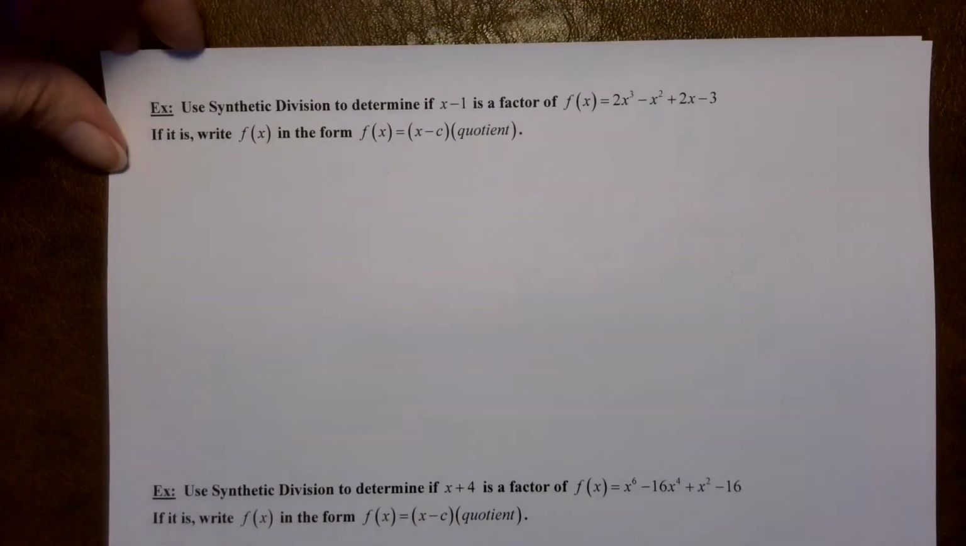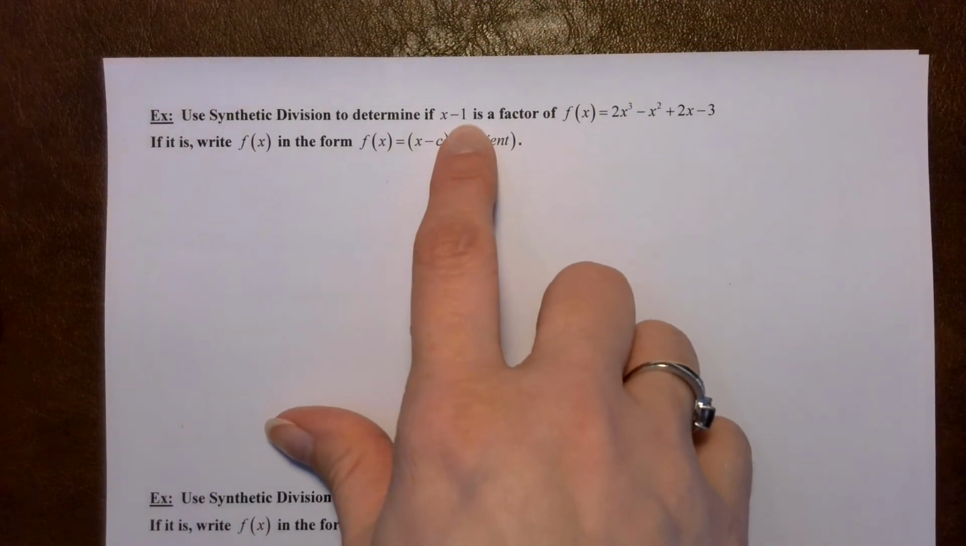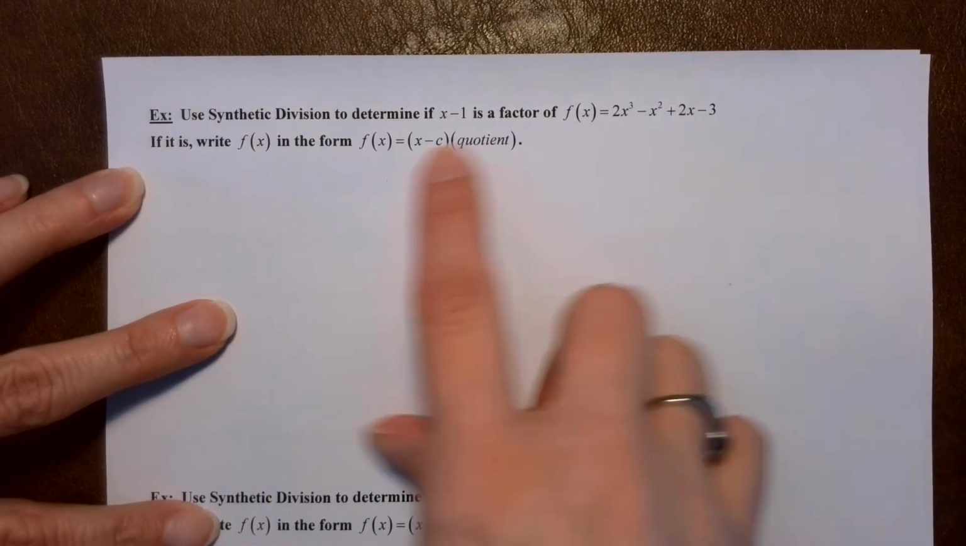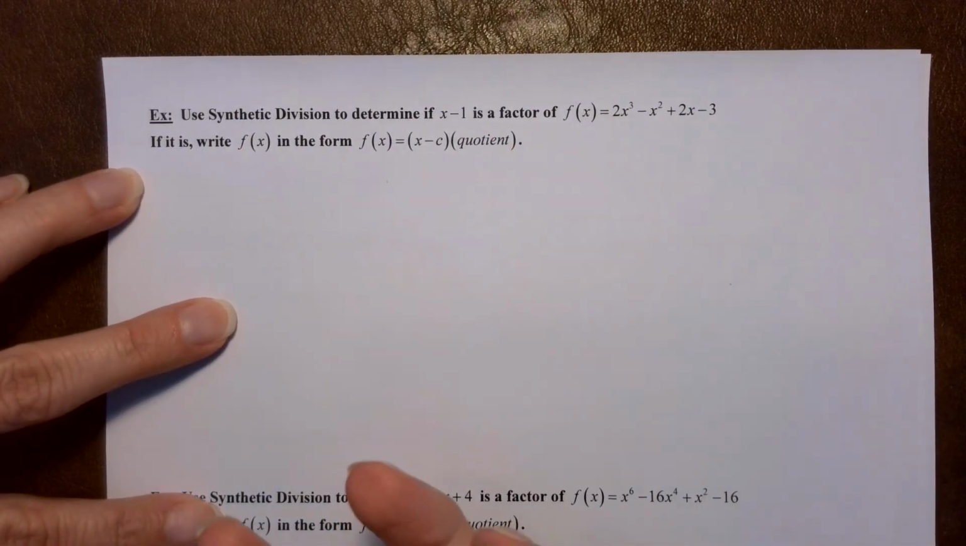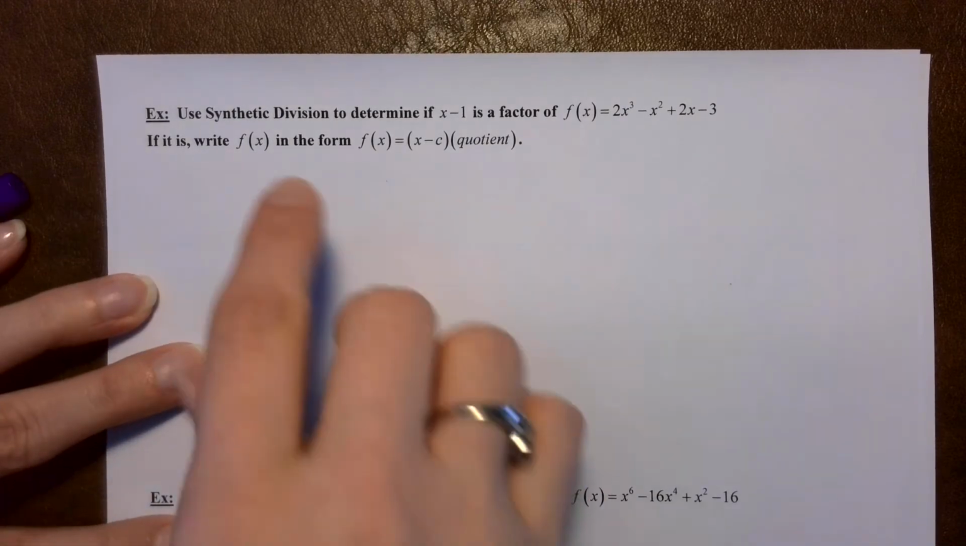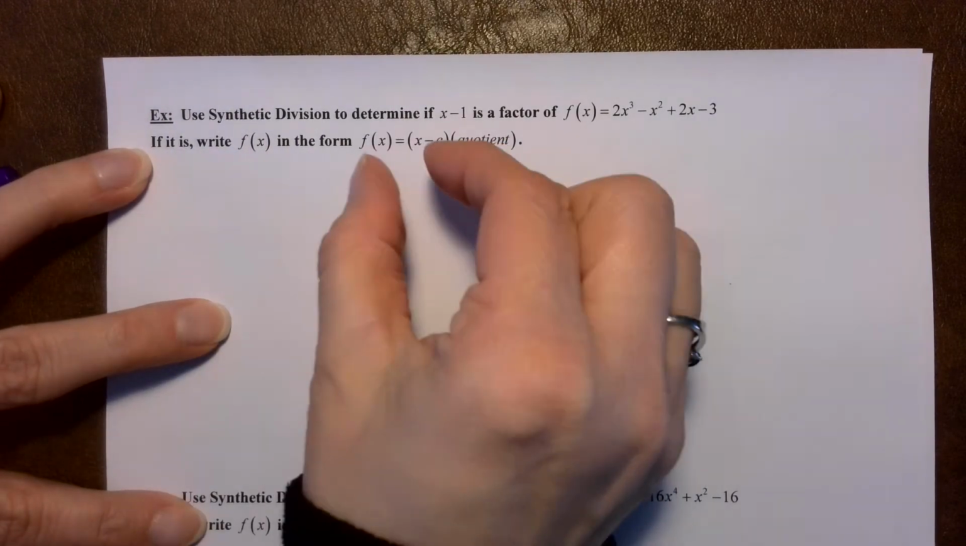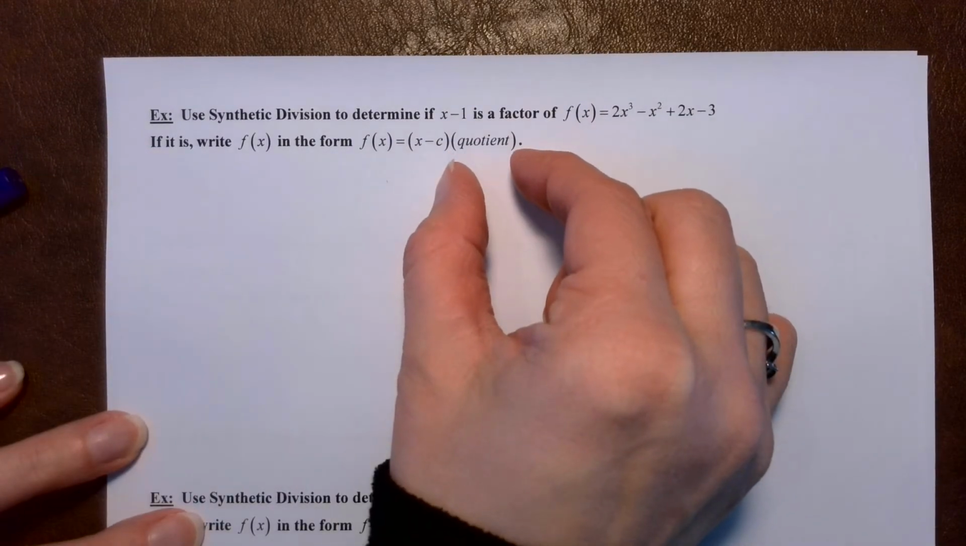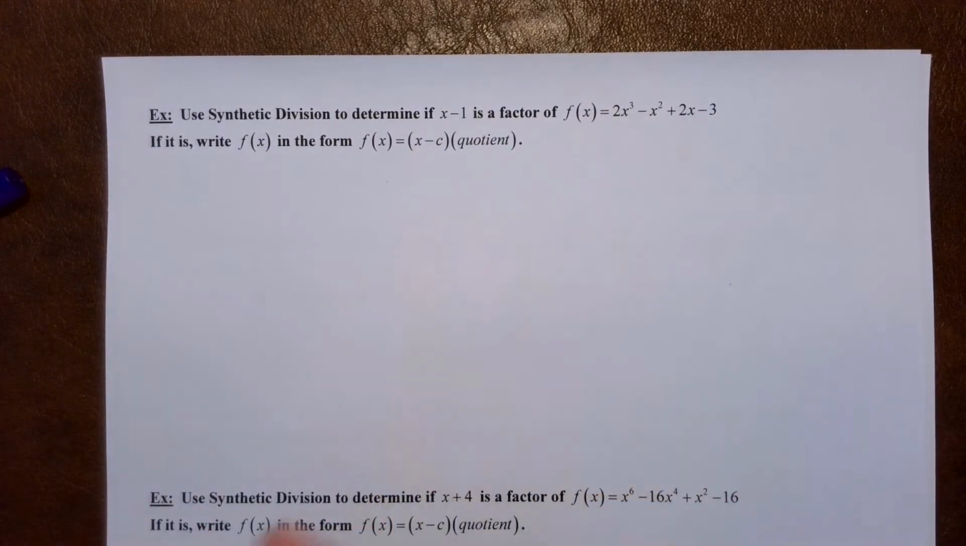Use synthetic division to determine if it's a factor, okay? So what we're going to try to do this chapter is get polynomials factored. And the way that we're going to do that is with synthetic division. So if it works, we're going to write the factor times the quotient. Okay, so let me just explain to you what that means.